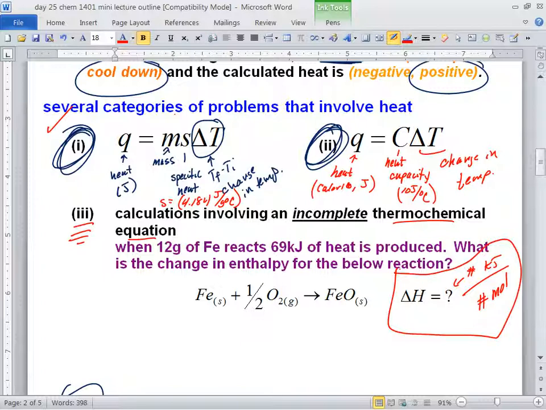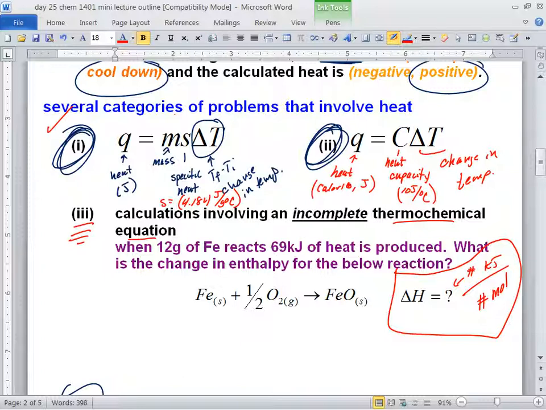All right? We've got, Giselle, this is just a pretend problem. We have 12 grams of iron, and it's going to react. 69 kilojoules of heat is produced. What is the change in enthalpy for the below reaction? What would you do? 69 kilojoules over, you convert the 12 grams of iron to moles. Perfect. That's exactly right.